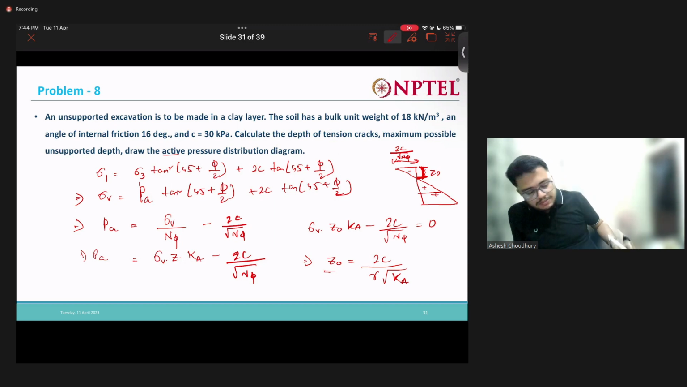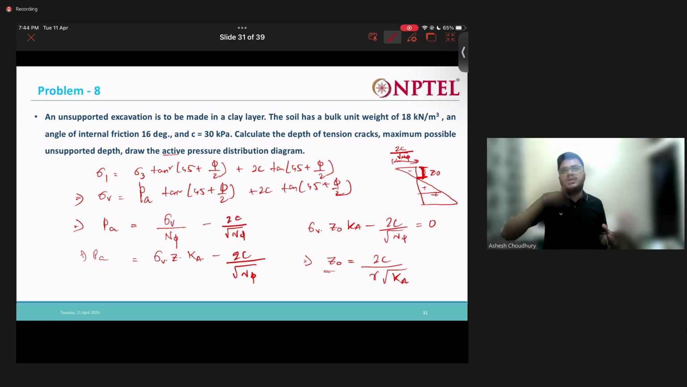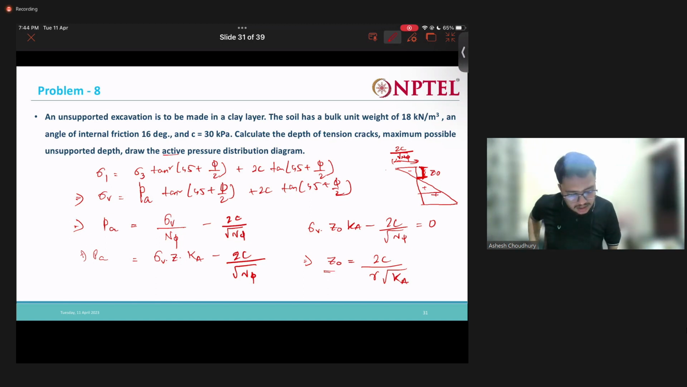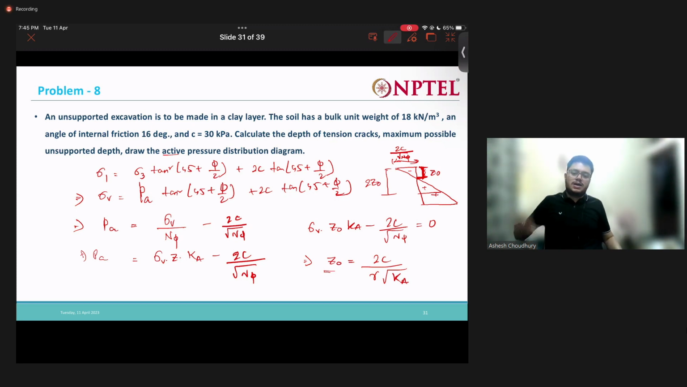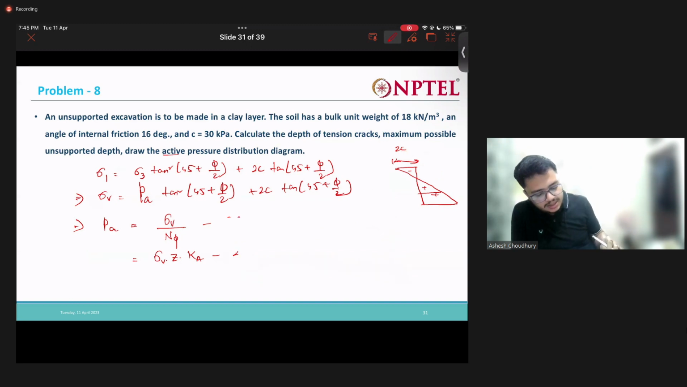The second question is the maximum unsupported depth. Maximum unsupported depth means that if you add all the pressure, the resultant pressure is 0, so the soil can stand on its own. That depth is 2 z naught. This is the maximum unsupported depth up to which the soil can stand on its own. It is a standby zone because there is no earth pressure, so the soil is stable there and doesn't need any support. Till that depth. So first, let us determine this depth of tension crack.